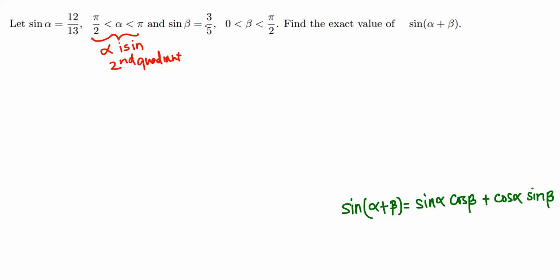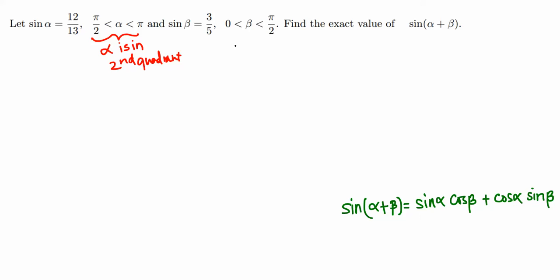And sine beta is 3 over 5, and beta is in between 0 and pi over 2. That means first quadrant. Now find the exact value of sine alpha plus beta. This is not simply sine alpha plus sine beta. That's not true. What is true? The formula is given here. Sine alpha plus beta is equal to sine alpha cosine beta plus cosine alpha sine beta.